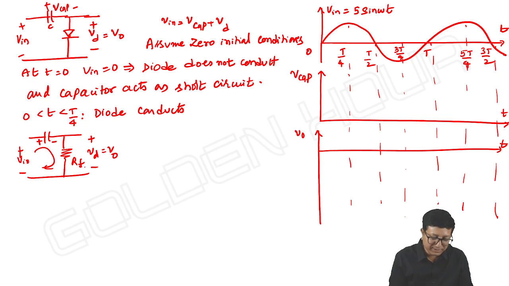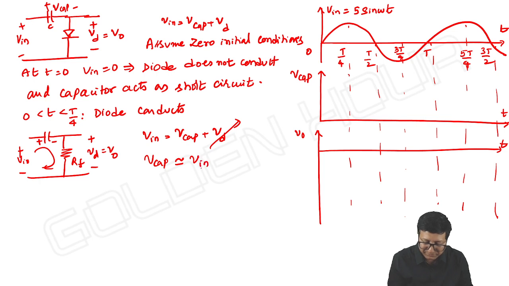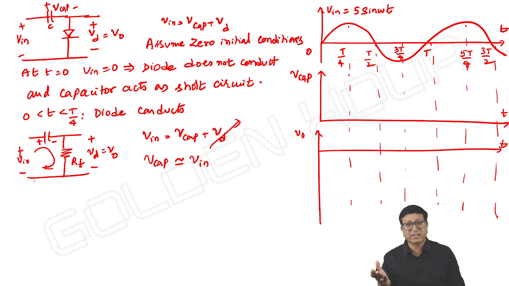So here, the capacitor starts charging towards the input with a time constant RF into C. And VD is almost negligible. In the equation, V input is equal to V capacitor plus VD, and neglecting VD, V capacitor is approximately equal to V input. For an ideal diode, the voltage across the diode is almost negligible compared to the capacitor. Means the capacitor rapidly charges towards the input with a time constant RF into C. I am not saying abrupt. Input is also not varying abruptly. Input is varying sinusoidally.